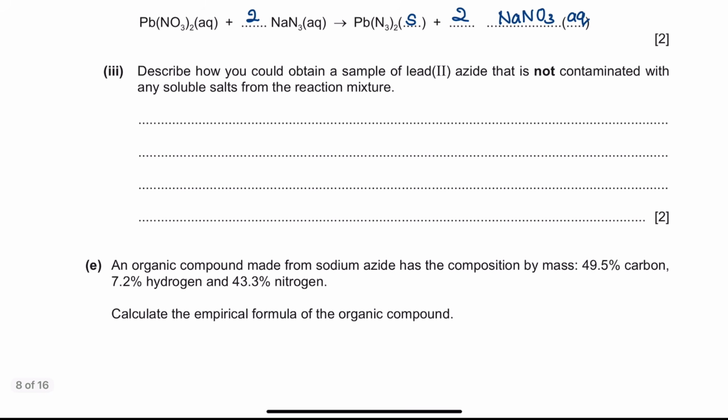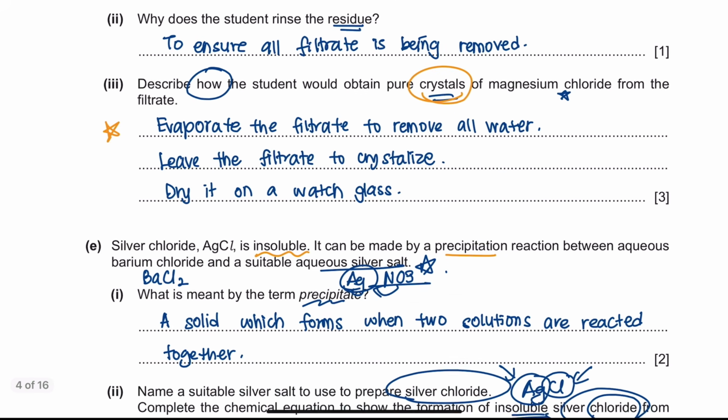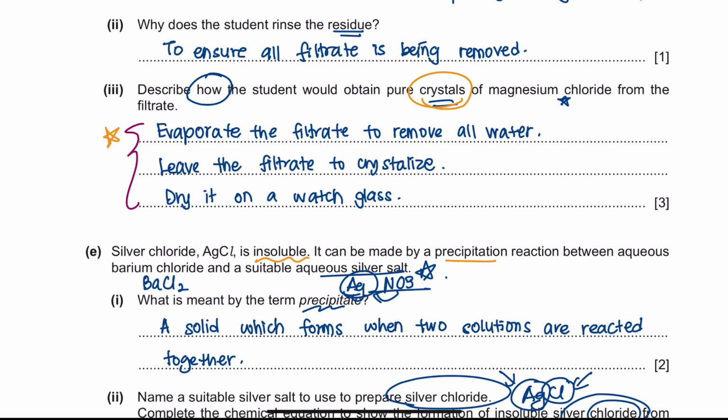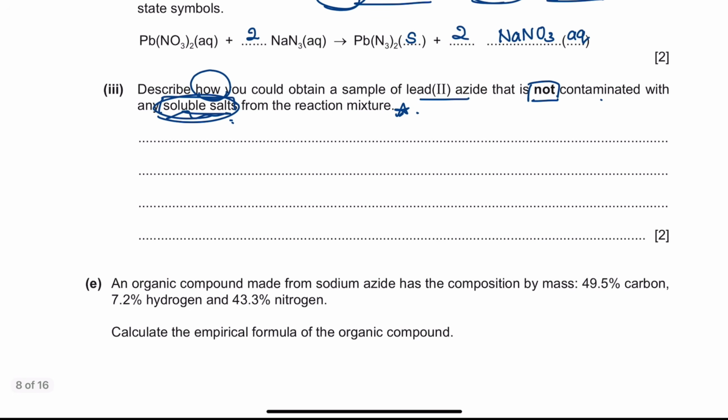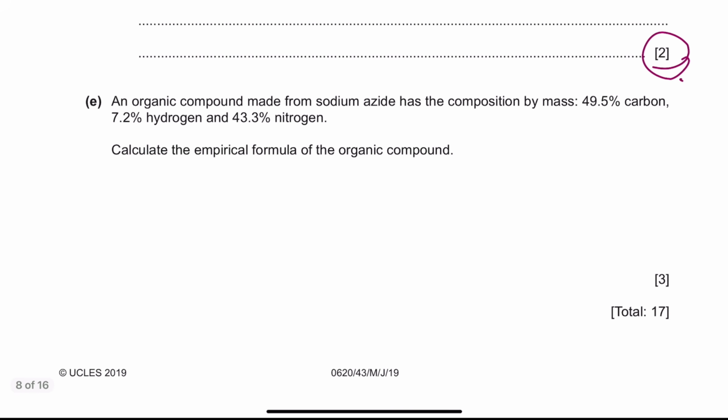Next question. Describe how you could obtain a sample of lead azide that is not contaminated with any soluble salts from the reaction mixture. Now this question is similar with the one that we have discussed before, whereby you need to lay out the steps to obtain a soluble salt. So if you refer to the previous question that we did, this would be the steps that you can perform in order to obtain your salt. However, since this question only gives you 2 marks, we don't need to write all 3 steps. We could just simplify it and write, filter the sample and rinse it with water. This would be sufficient enough to give you a complete 2 marks.